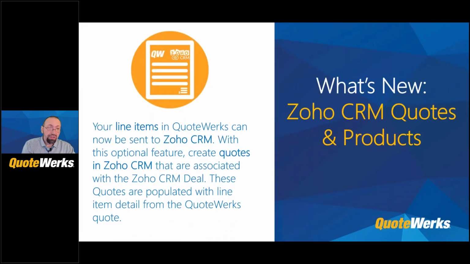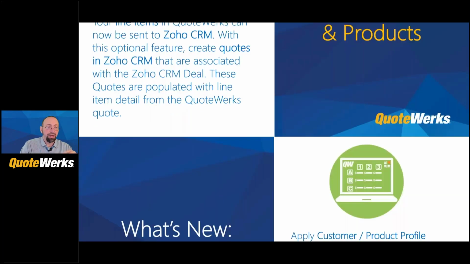For Zoho users, we added the ability to have line items from QuoteWerks go up to Zoho CRM. There were some big issues with us adding those products to the Zoho CRM deal. Basically, it had to do with the way that they handled costs and prices whenever you added a new one to a deal. So what we figured out we could do is actually create a quote and then add products to that quote in Zoho that is then linked to that deal. So now you'll have the option to have all your products in QuoteWerks on a QuoteWerks quote go up to that Zoho quote as well.